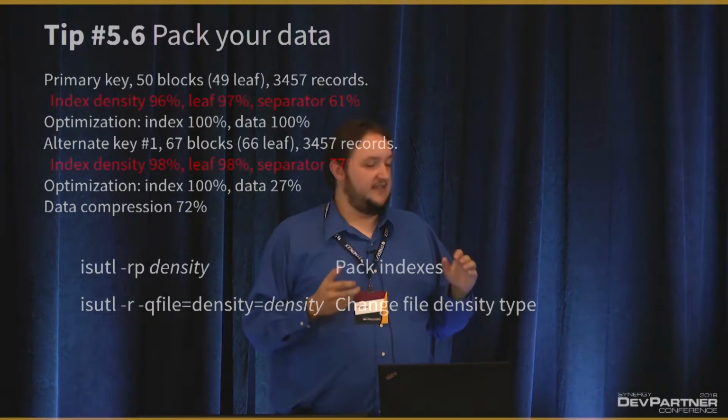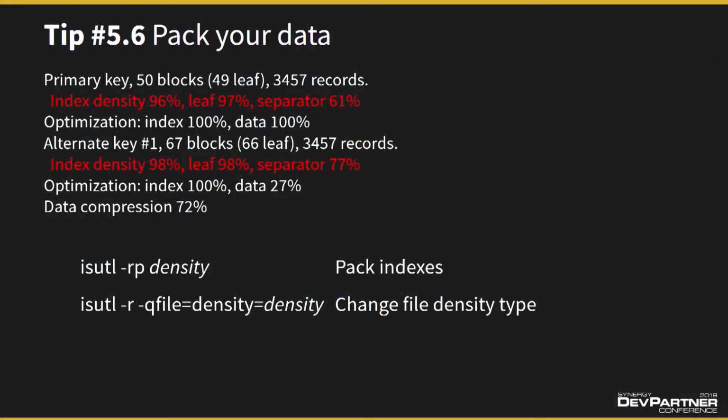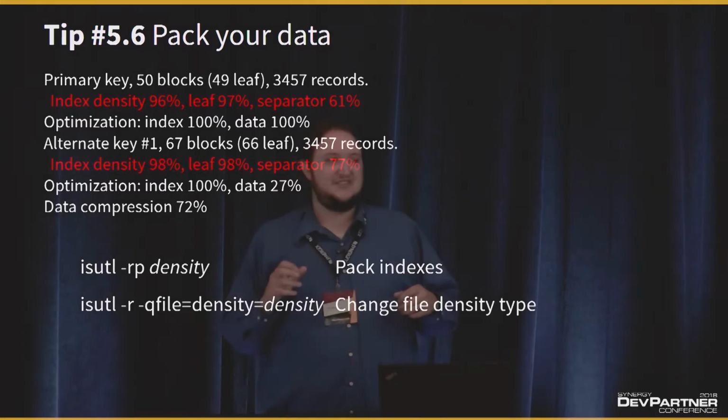Especially as you can see with ISUL, we have a very high density on these, because the syntax file is mostly read. We don't expect people to be making changes to it, so that's why it's packed like that, and it's helping our performance. Now, if you have a key or a file that you think could be better compacted and you want to put higher density on it, then you can convert the file using ISUL-R-Q file equal density equal the density you want.